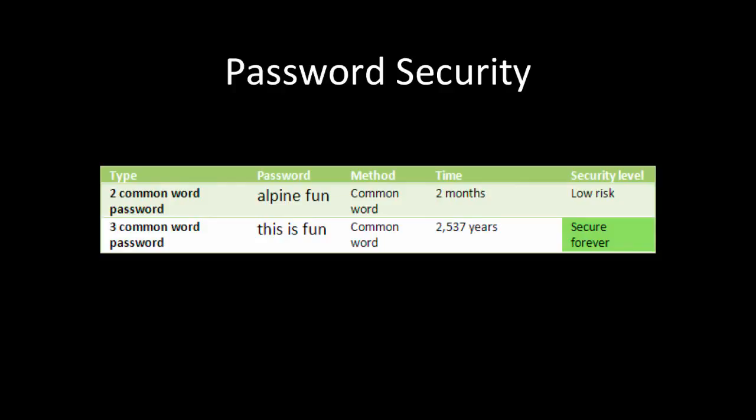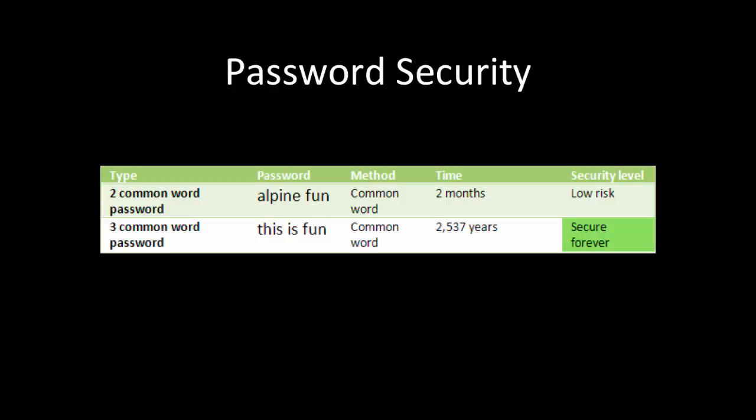Here is an alternative where, again, we're using the most effective mechanisms to break these passwords. And instead of requiring people to do uppercase, lowercase, numbers, and everything, they pick 2 common words. In that case, it can be broken in 2 months using a common word attack. But if they pick 3 common words, the common word attack would take over 2,000 years to break it. That's secure forever, because there's so many possible common words to go through and to try in combination.